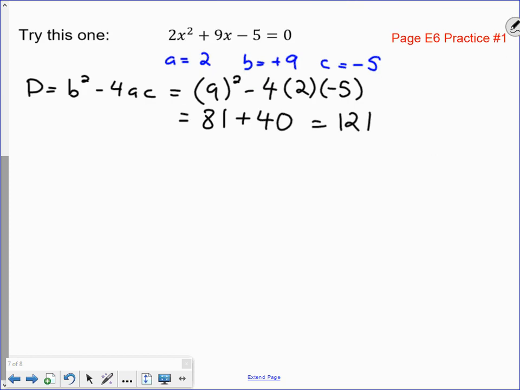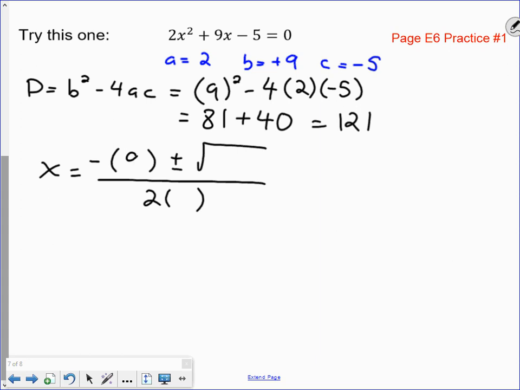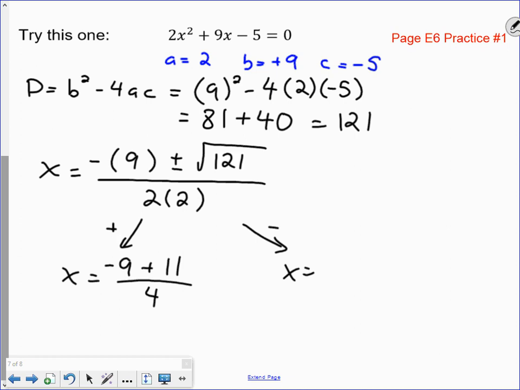There we go. All right, let's set up the rest of our quadratic formula here. We're going to have negative b plus or minus the square root of that thing we just calculated, all over 2 times a. B is 9, a is 2, and 121 under the square root. The square root of 121 is 11. So we're going to have our positive solution and our negative solution. One using the positive sign, negative 9 plus 11 all over 4, and one using the negative sign, negative 9 minus 11 all over 4.